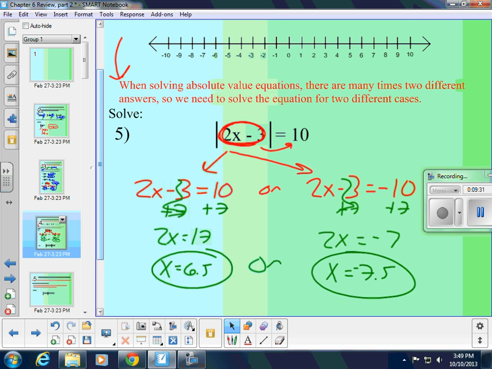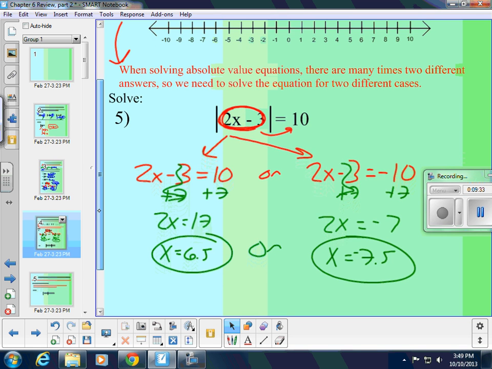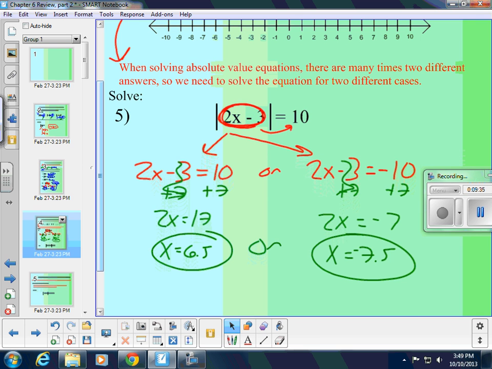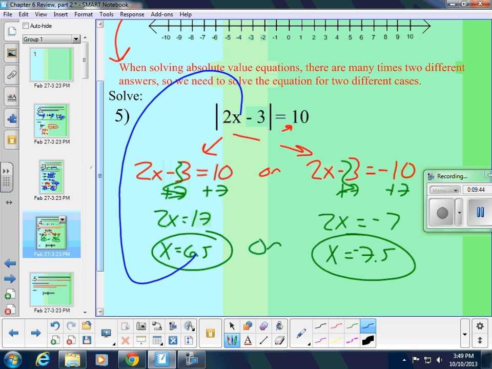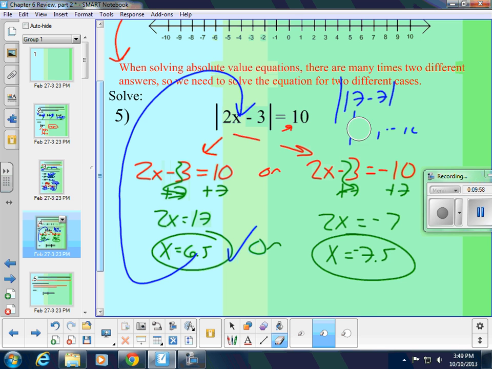How do I know my 2 answers did work, or they are solutions? Well, I could plug them back in and see that they work in this original expression. As long as they do, well, then they must be all right. So I'm going to take 6.5 and plug it back in here. 2 times 6.5 gives me 13. 13 minus 3 would give me 10, and the absolute value of 10 is 10. So 6.5 does work. That must be one of the solutions.